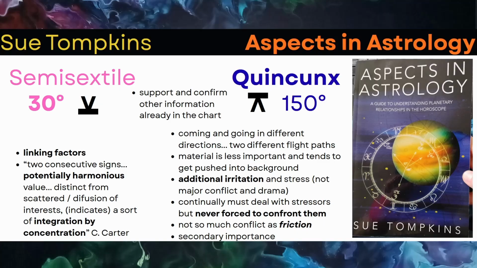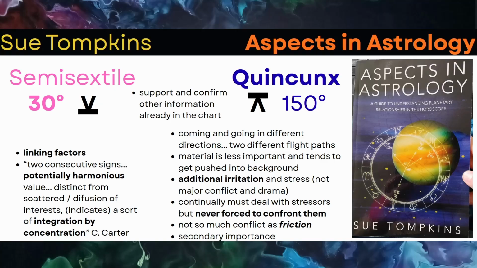Whilst quincunxes do sometimes provide new insight and information, more often they seem merely to add confirmation and perhaps a refinement of other factors already described in the horoscope. Thus, my view of the aspect at the present time is that it can be considered to be of secondary rather than primary importance. The semisextile.